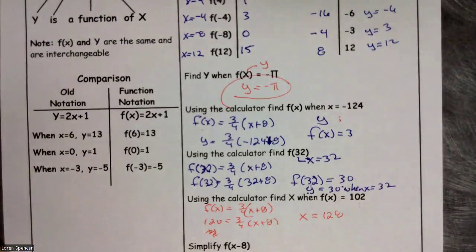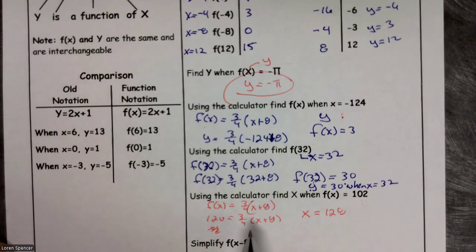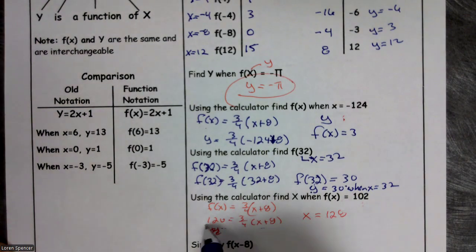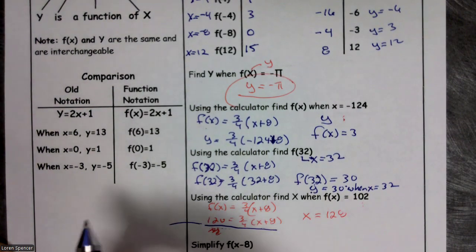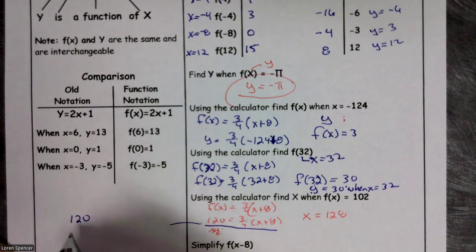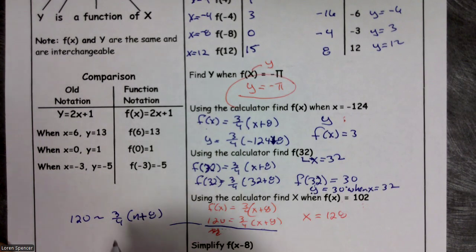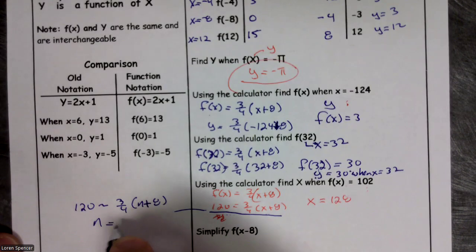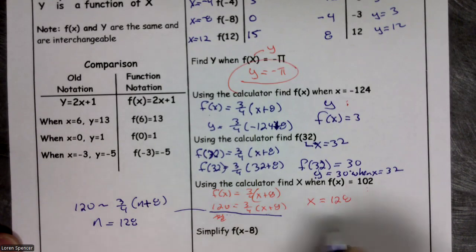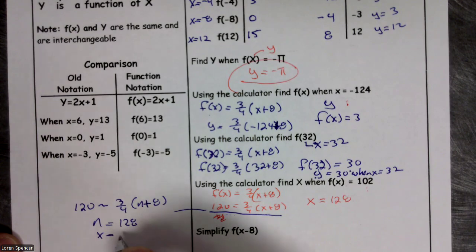Now, the easy way to do this is, once you've done this and go, oh, I have this equation, let's plug this into Desmos. So this is where you want to flip over and go 102, squiggle, 3/4 n plus 8. And if you did that, it'll tell you n equals 128, which you need to switch to x equals 128.